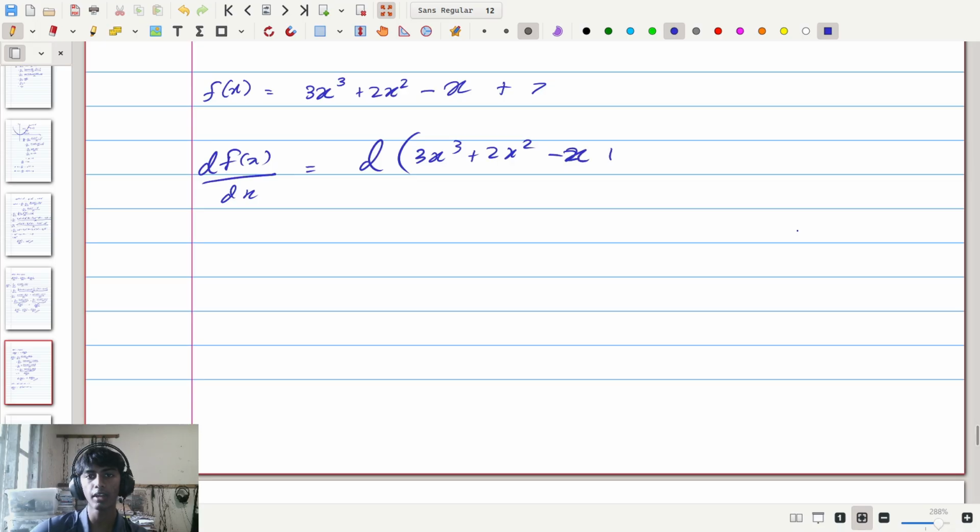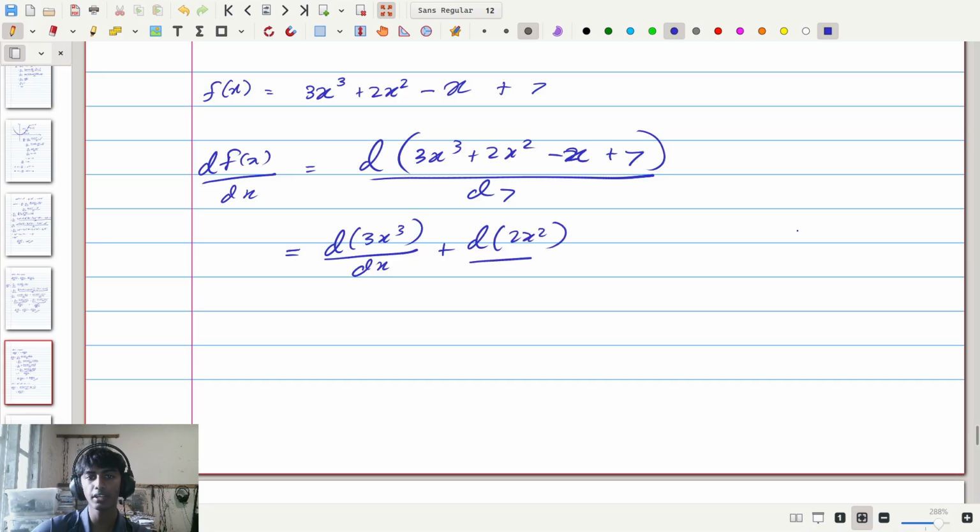x and plus 7. As we found, the derivative of a compound function or a sum of functions is equal to the sum of each of their derivatives. So this is equal to the derivative of 3x cubed with respect to x, plus the derivative of the next term, which is 2x squared, plus the derivative of the next term, which is negative x, plus the derivative of the next term, which is 7. So this is what we want to find. Now I'm going to do one last thing. I'm going to write this 7 as 7 times x to the power of 0, because that's what a constant term is. Now we have the derivative of a bunch of terms.